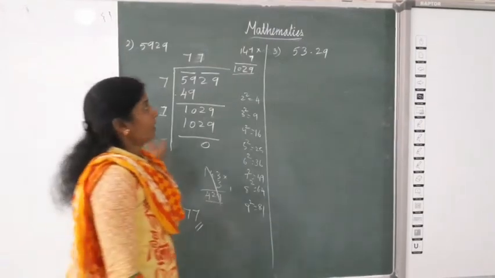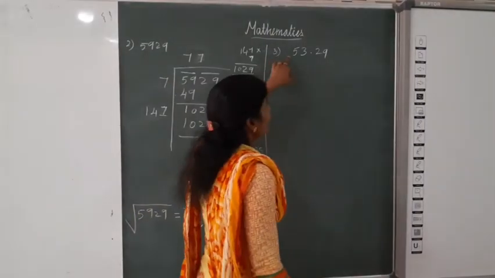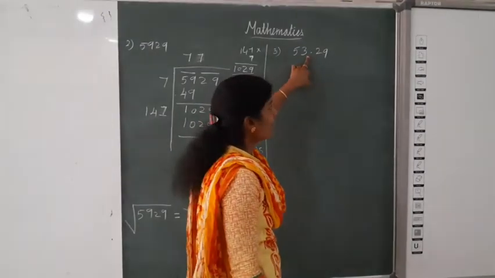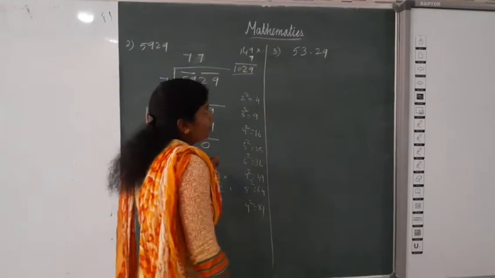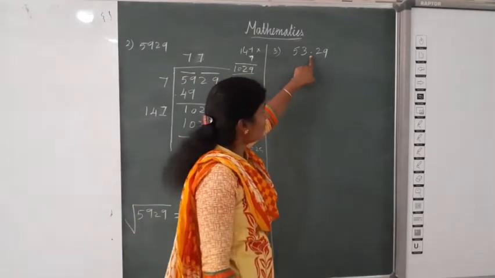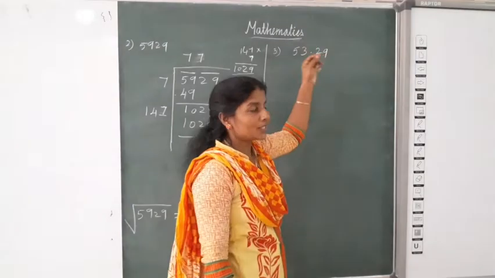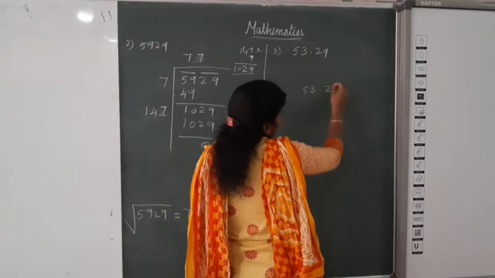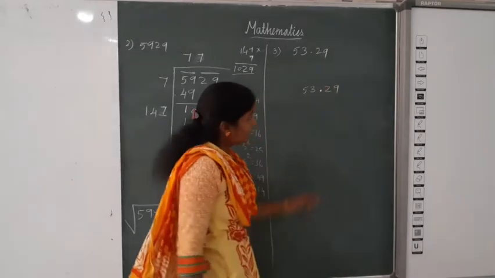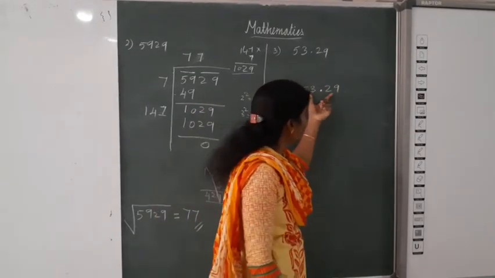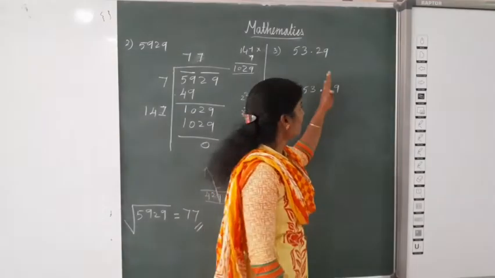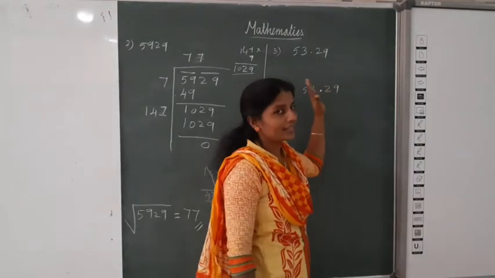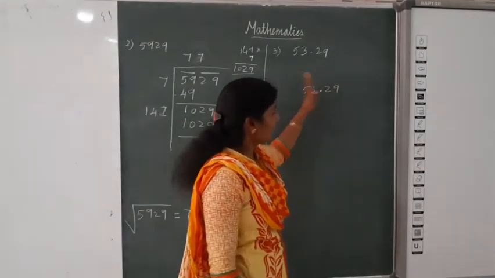Clear? Okay. Now second question, third question. This is a decimal number, 53.29. Here is a decimal number. This is also the same method. But here, where we have the decimal point, we want to put that point in the quotient. Okay. Now here 53.29. After the decimal point, the integral part and the decimal part we don't take together. The decimal part we take separate. Then the integral part is separate.